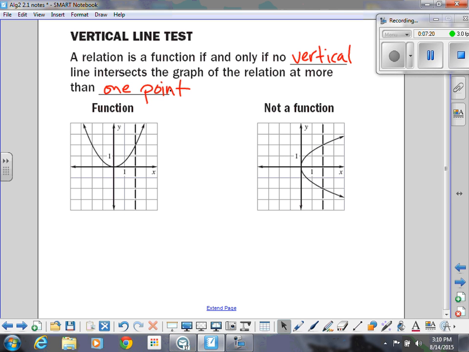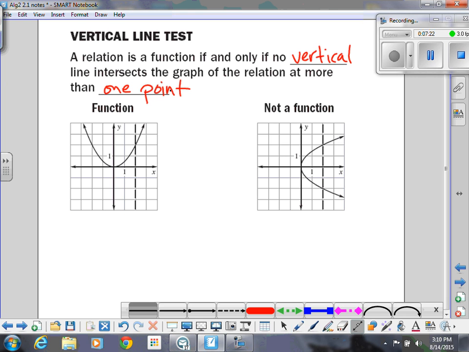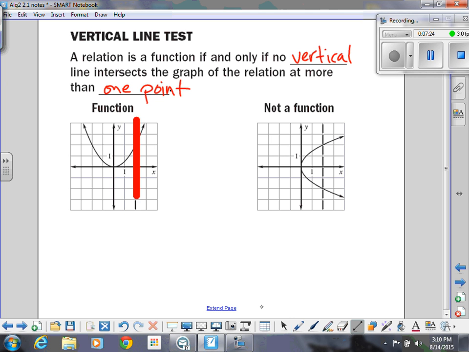So you can see here that this vertical line, if I were to try to move that around, it only crosses the graph once, no matter where I move it. So here, it's only crossing right there. If I move it here, then it's only crossing the graph right here. So each time I move it, it's only crossing the graph one time. So that's why that one is a function.